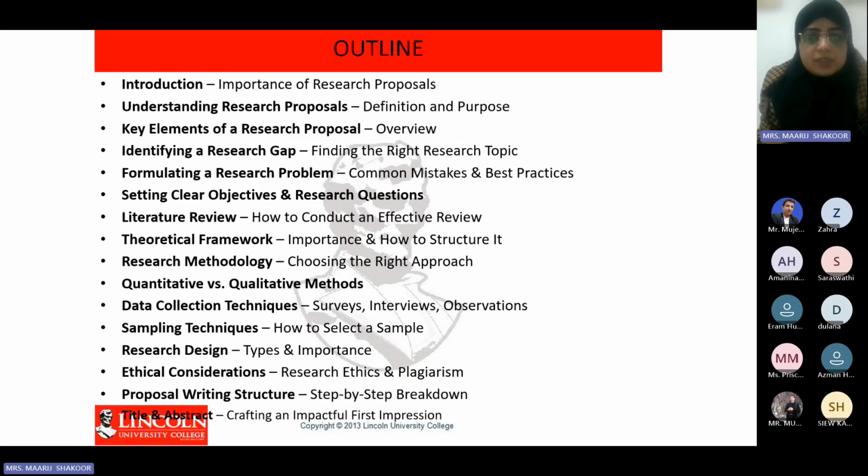Data collection techniques, I already shared here, but I will tell you the details later on. Sampling techniques, how to select a sample. Sampling and population, all these are very important for a research proposal. Research design, types and importance. Ethical consideration is another important aspect, whether your work should or should not be, you have to decide. It is all about ethics.